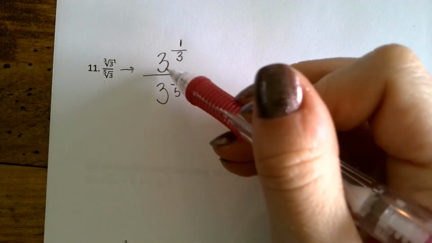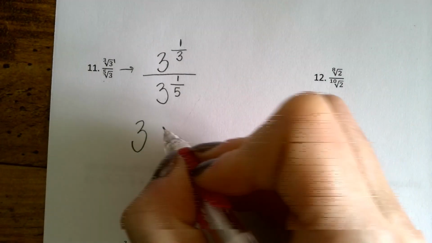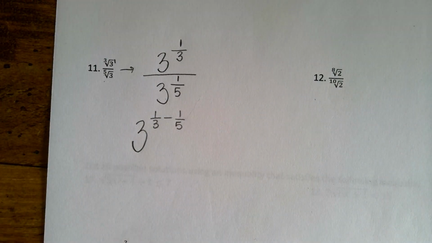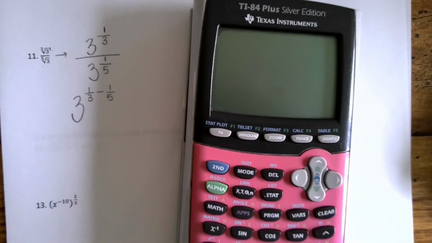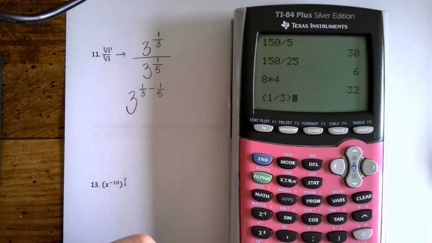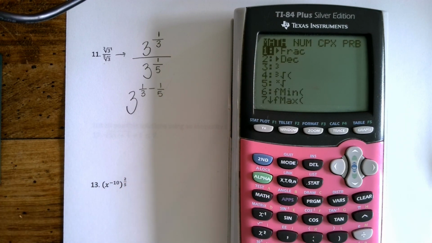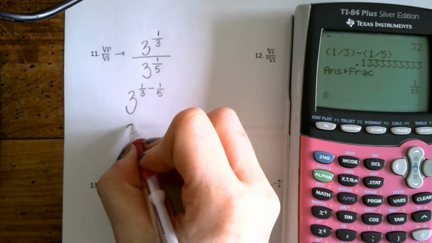Now that I'm dividing and I have the same base, I am going to subtract my exponents. So the base stays the same, and I'm going to do 1/3 minus 1/5. I'm going to use my calculator from here to type in 1/3 minus 1/5. It gives me this decimal, and I don't want a decimal, I want a fraction. So I'm going to go to math, enter for frac, and it gives me 2/15.